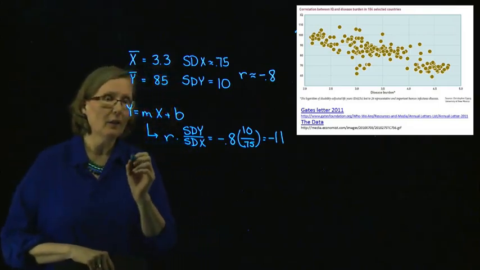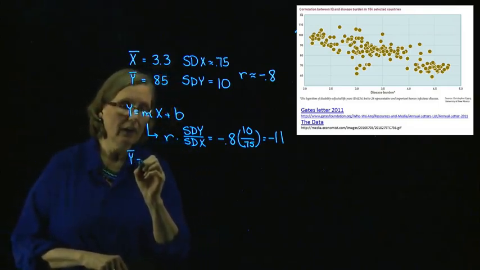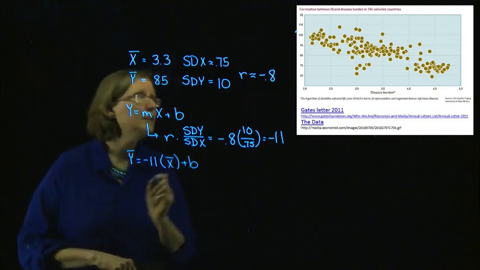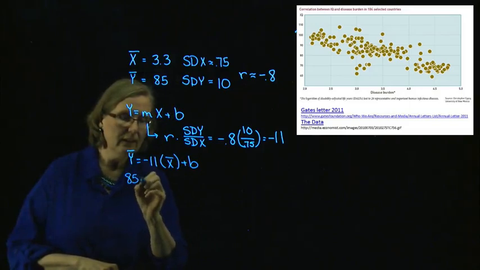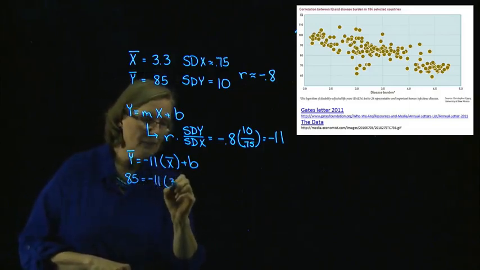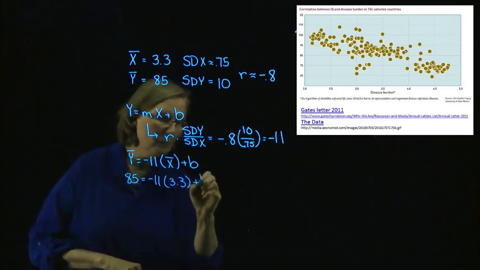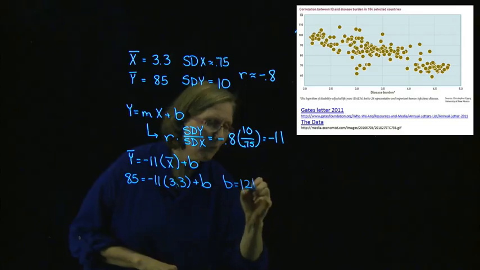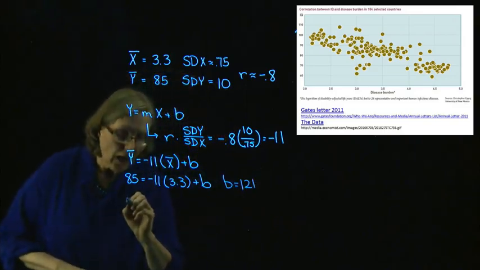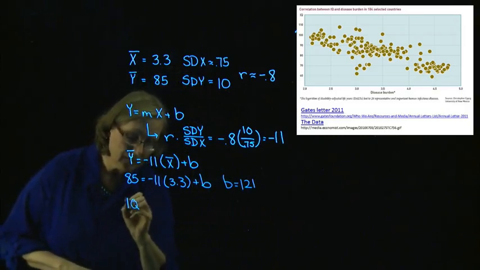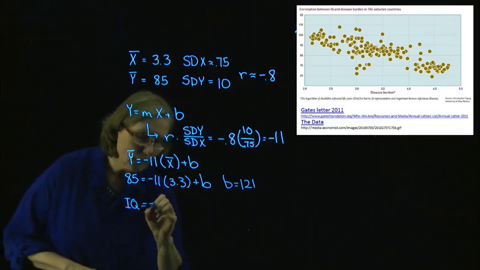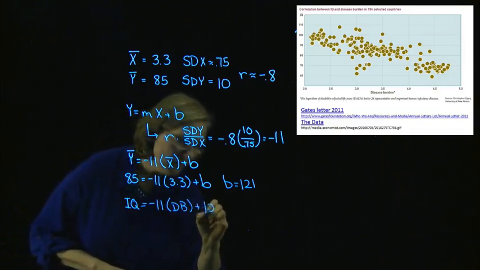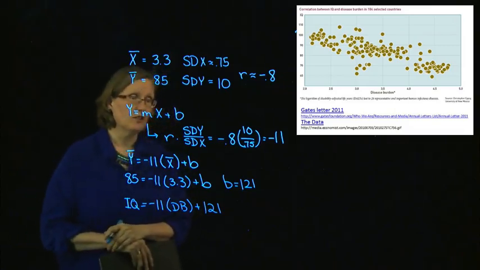Also recall that the point of averages falls on the regression line. So we know 85 is equal to minus 11 times 3.3 plus b. And solving for b, we get 121. So IQ of the country, recall this as 184 countries, is equal to minus 11 times their disease burden plus 121. And that's our regression line.